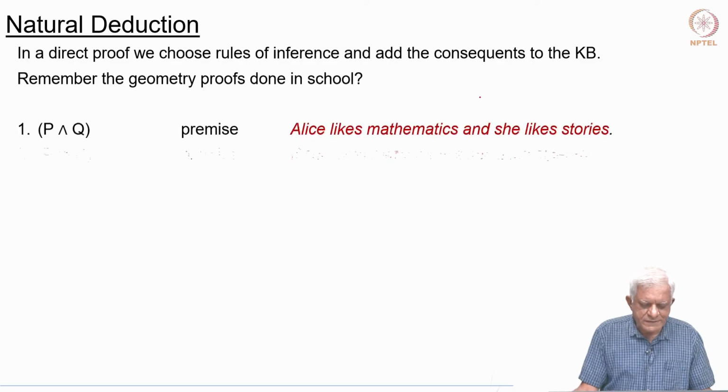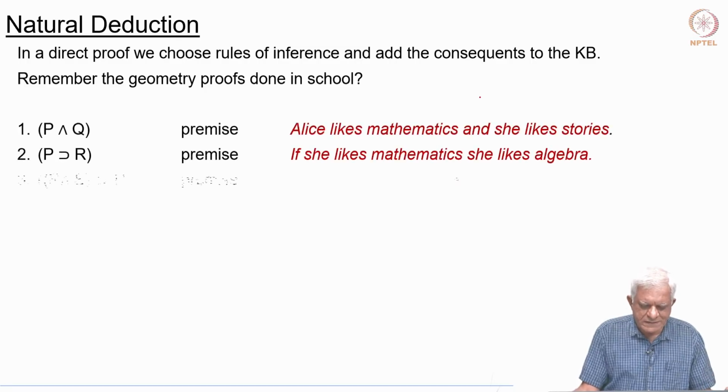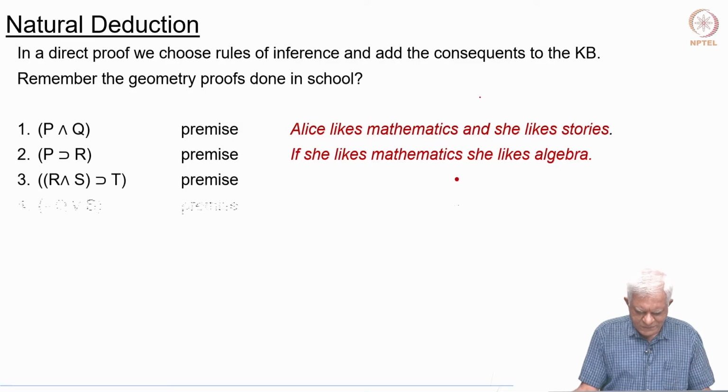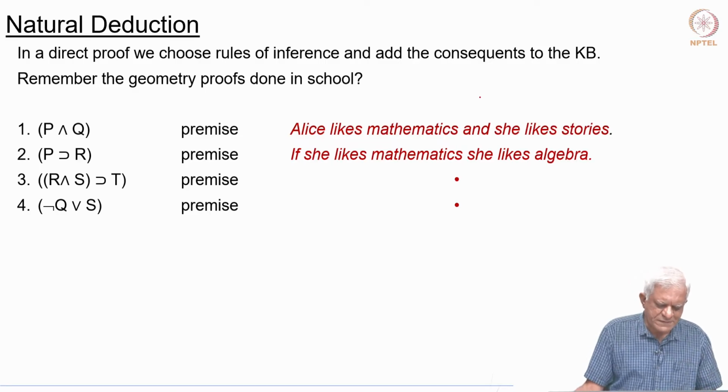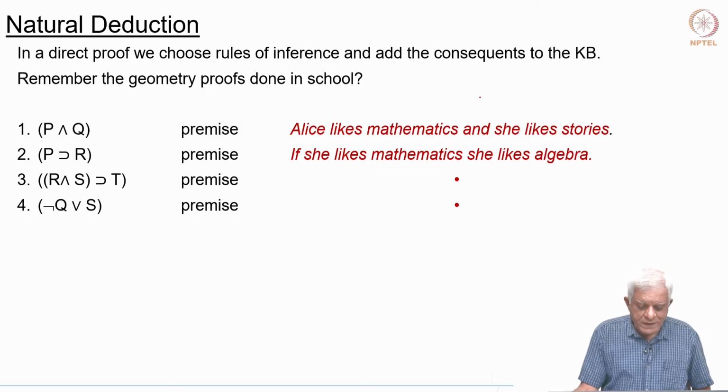So, here it is. This is what is given to you. Alice likes maths and she likes stories and so on. So, this is the knowledge base that we are starting with essentially. We have not used one or two of those statements, because actually we will see that they do not play a part in the proof essentially. So, we have not written the entire knowledge base here. We have just written what we need essentially.